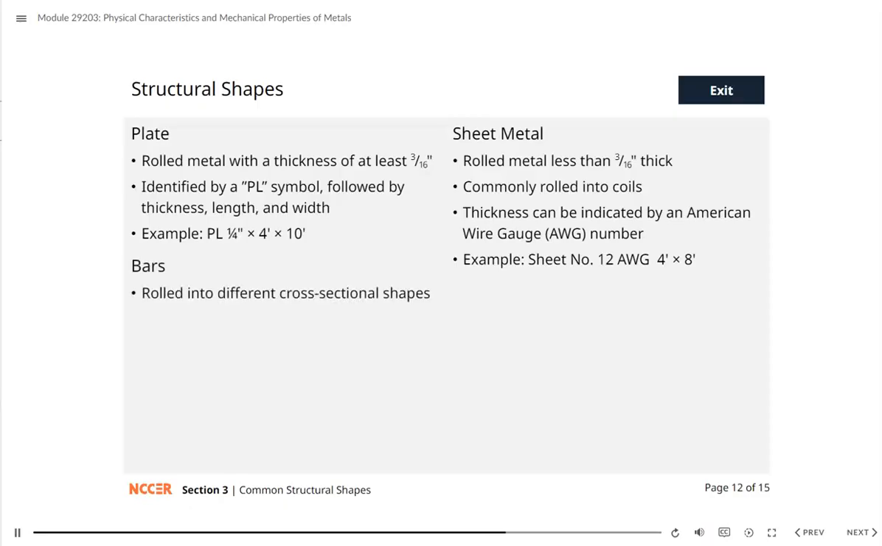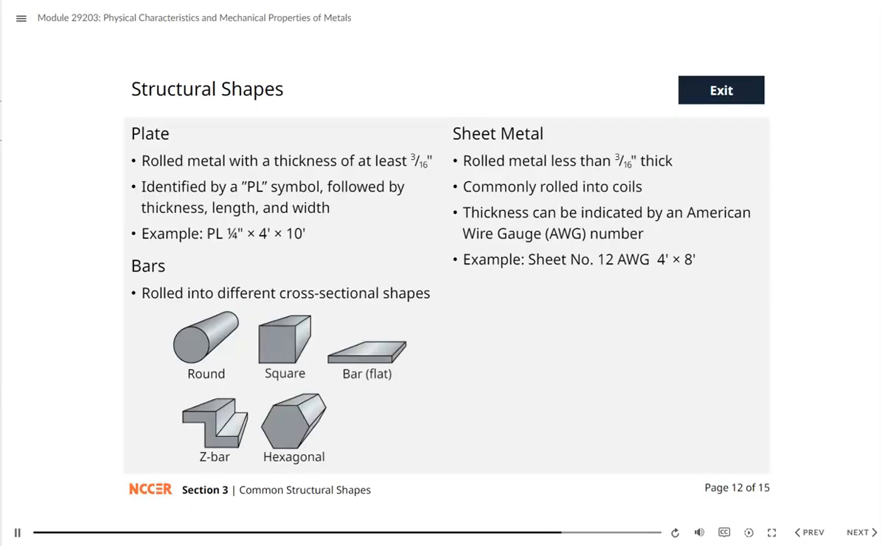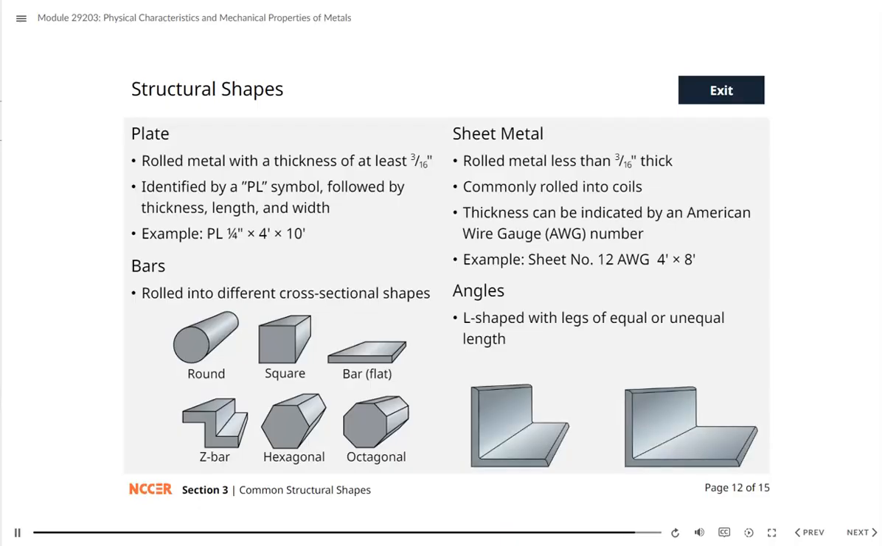Bars are rolled into different sizes and cross-sectional shapes, such as round, square, flat bar, Z-bar, hexagonal, and octagonal. Angles are bars with an L-shaped profile featuring legs that can be of equal or different sizes, always meeting at a 90-degree angle.